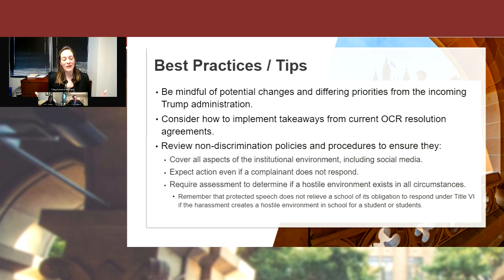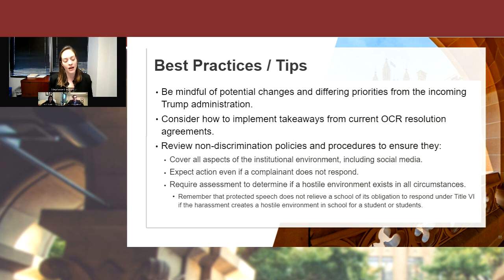hostile environment. So just ensuring that at your school, at your institution, if you get a complaint about harassment, even if it's just one time, and even if you know that likely is not going to rise to the level of what a hostile environment is legally under the law, look at that complaint and really think about, is this something we should be investigating? And likely there should be some investigation into what that is.